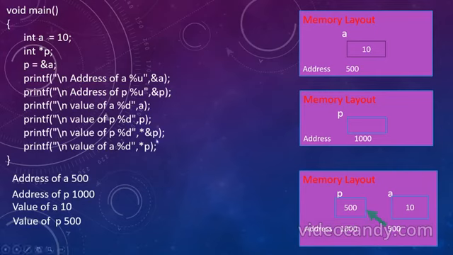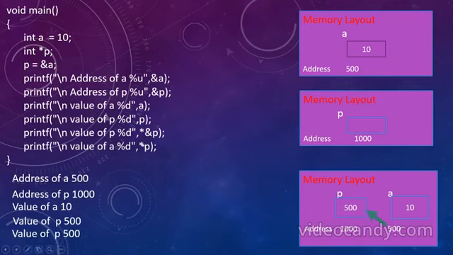Now look into the last two. What I am doing here is ampersand p, then star. First ampersand p will be evaluated. That means I am finding the address of p. The address of p is 1000. Then I am saying star, that is star 1000. Star 1000 means find the value at location 1000. So the value at location 1000 is what? 500. So in this case 500 will be printed.